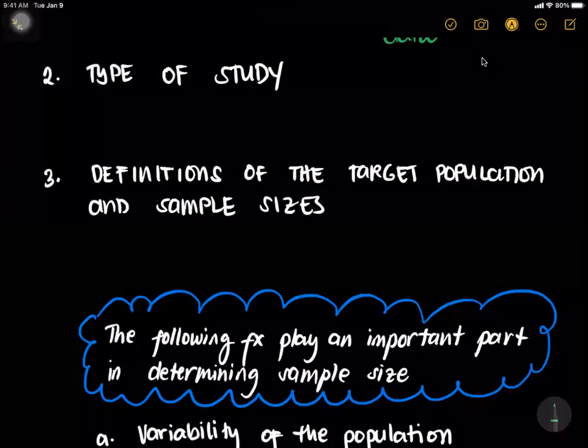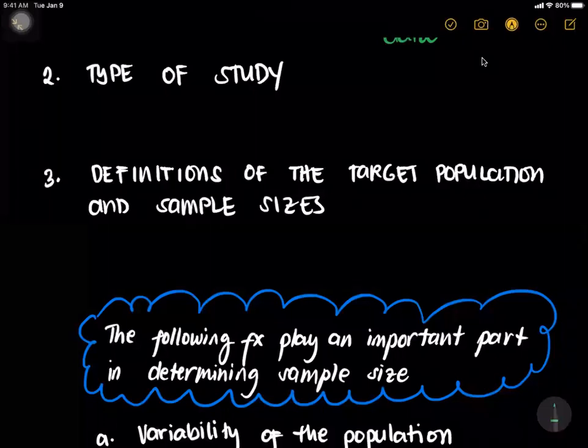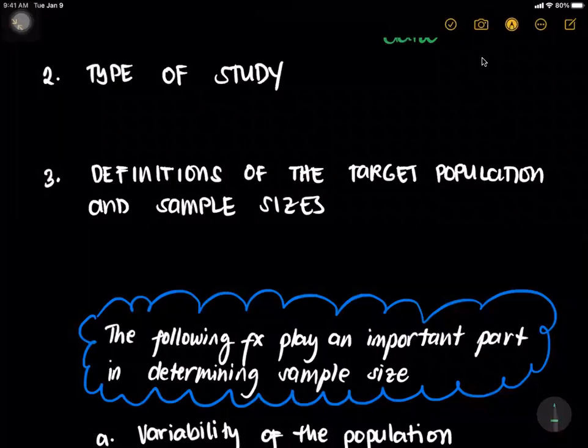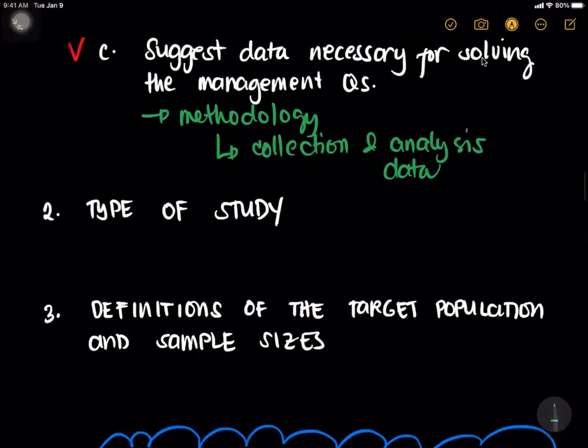Okay, so the second component of your research proposal, class, is the type of study. In here, this part of your research proposal includes a discussion of your research methods. Though we have said that the methodology has somehow been presented as an overview in your purpose, you do not really go very specific, just an overview of how data will be gathered or how your management questions will be answered through the type of data that will be collected and how it will be analyzed.